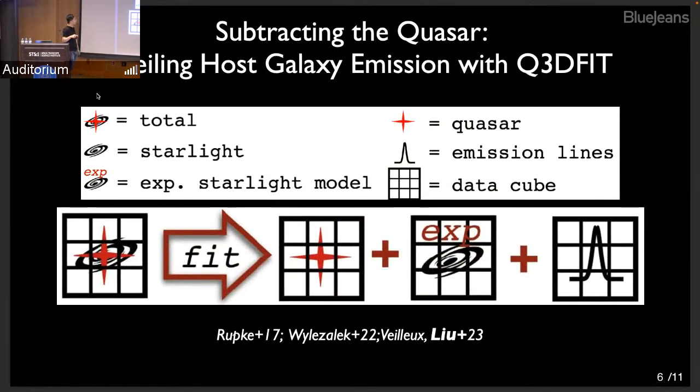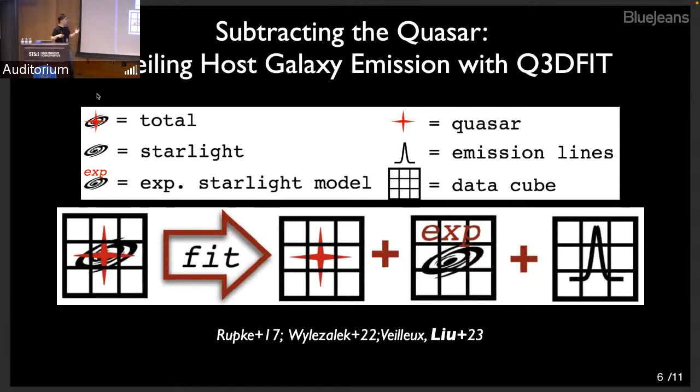And this is how we do it. Basically I'm talking about a technique used in a software called Q3D-FIT. The idea is kind of straightforward. So we have this IFU data cube. For each spectrum from this IFU data cube, at each spatial pixel, the spectrum is mainly made up of 3 components: the quasar emission from the PSF, the host galaxy continuum emission, and the emission lines from the host galaxy. So what should we do?